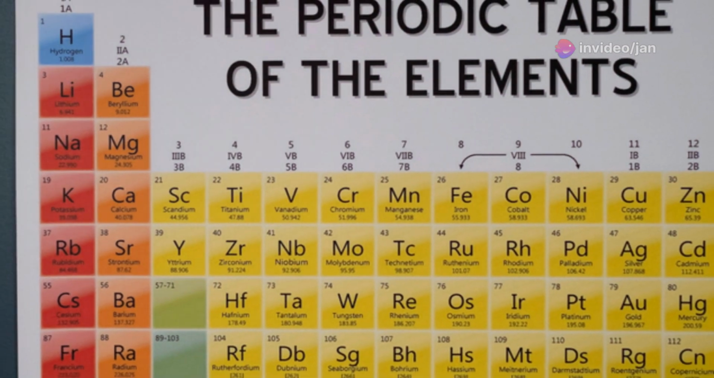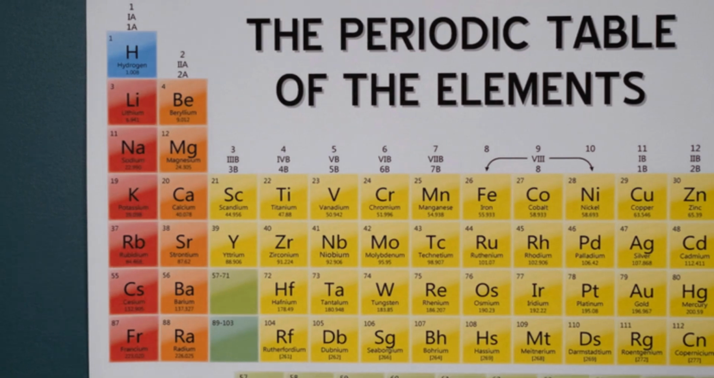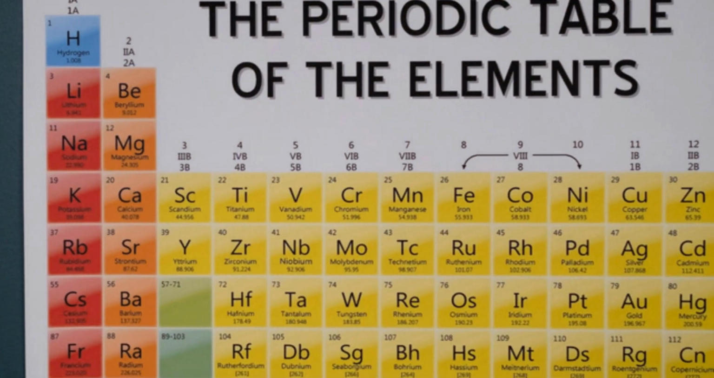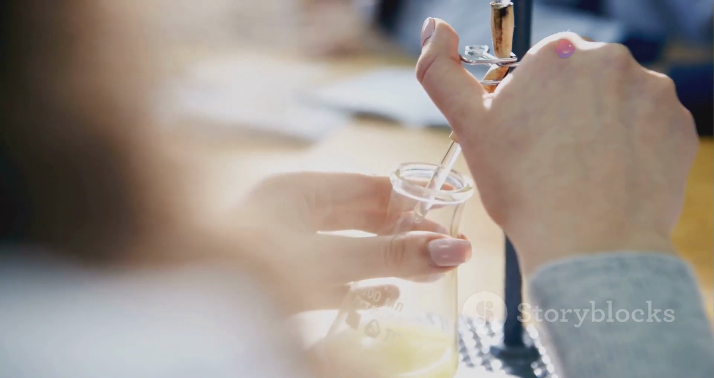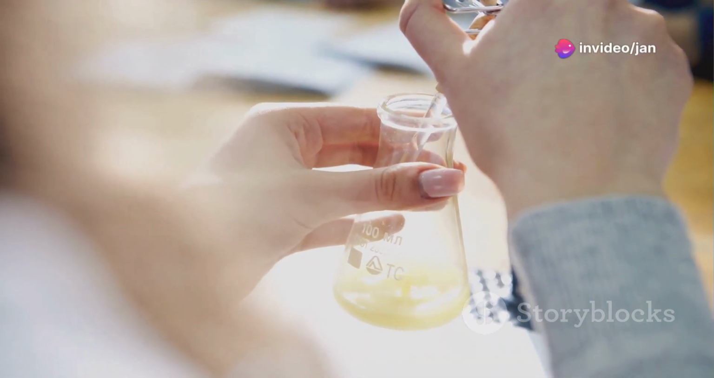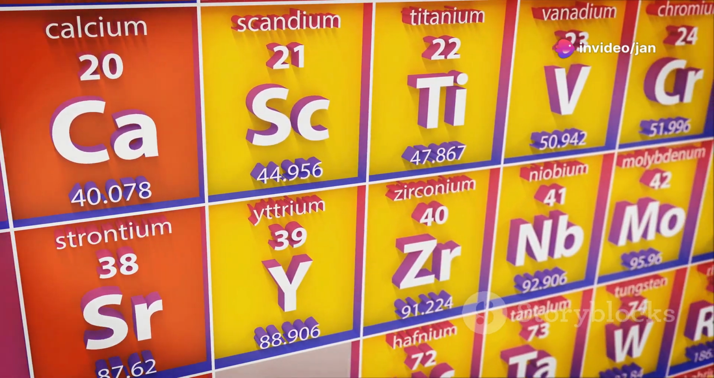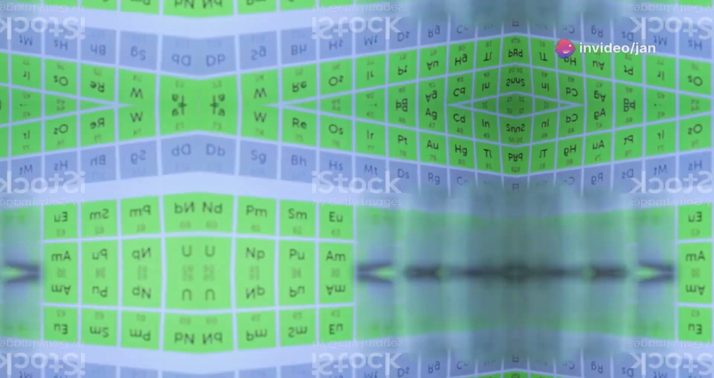It's arranged in rows called periods and columns called groups. Elements in the same group share similar characteristics. This predictable pattern helps scientists understand how elements behave and even predict the properties of undiscovered elements.